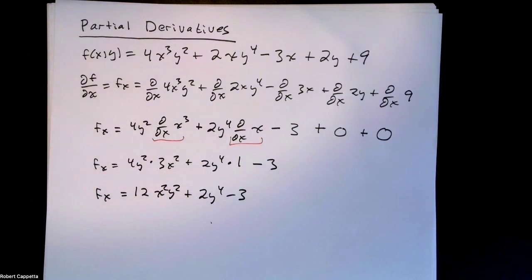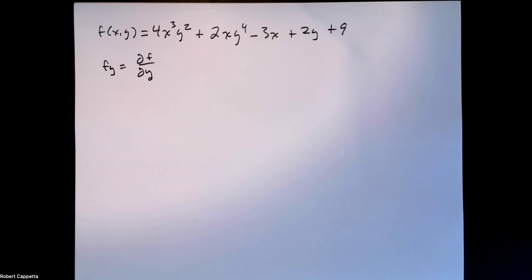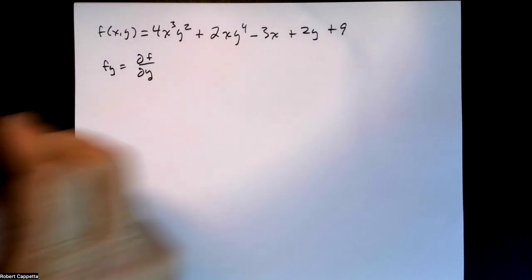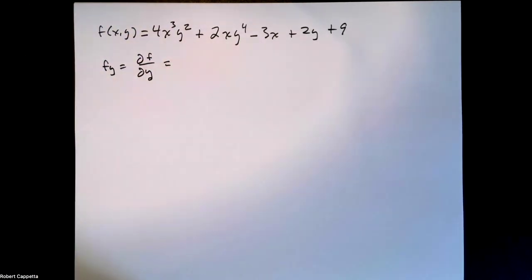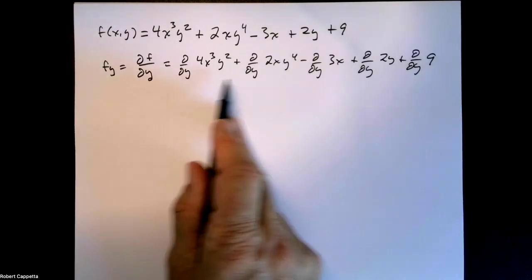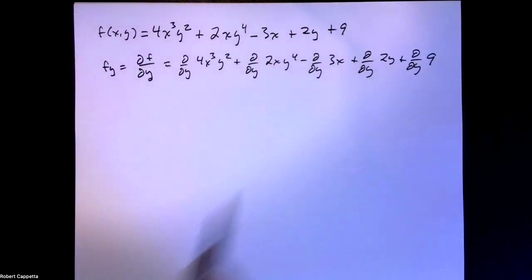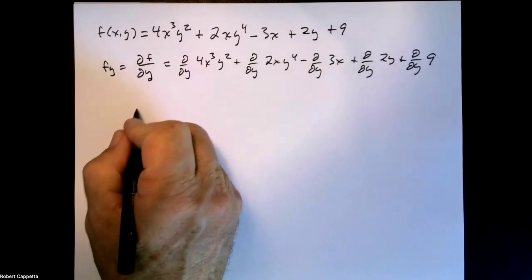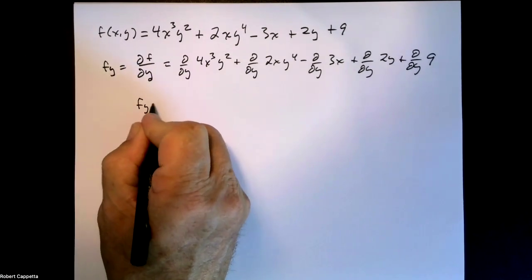Now let's go ahead and do a partial with respect to y. So there's our function. We want to take the partial with respect to y of that function. So we take the partial with respect to y of each piece. Again, the derivative of the sum is the sum of the derivatives. So again, derivative of the first piece plus the second plus the third plus the fourth plus the fifth. So what does that give me? What is my f sub y going to be?